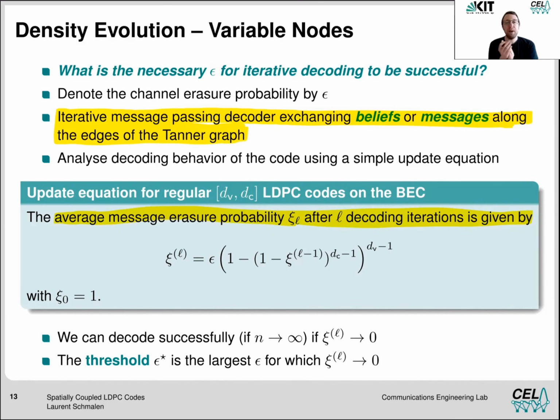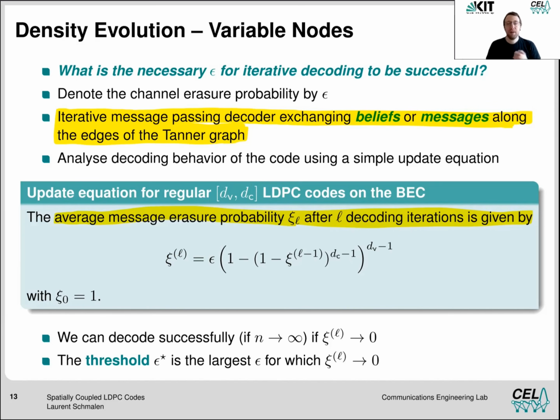So you have an erasure probability x_l after l decoding iterations, and it's given by this update equation. So it's epsilon times (1 minus (1 minus x_{l-1})^(dc-1)) to the power of dv-1. And we initialize with x_0 being equal to 1. So initially, all the messages are erased. We know nothing about the code word, and then we will slowly recover. And we can decode successfully if this x_l goes towards 0. So if this x_l goes towards 0, decoding is possible.